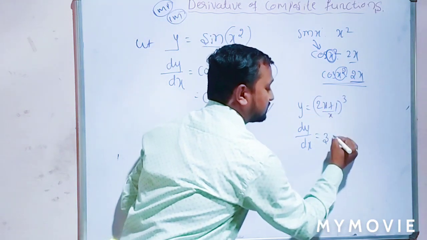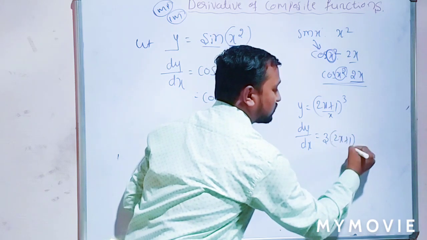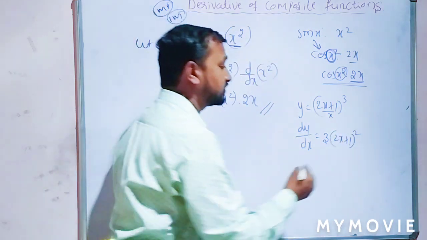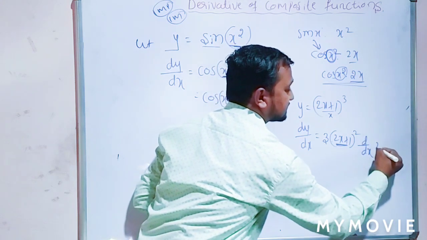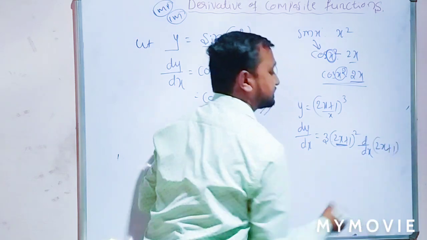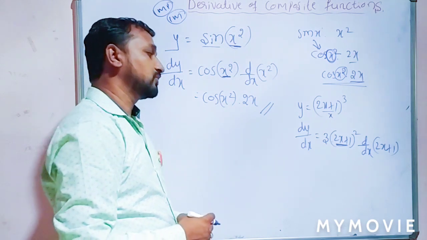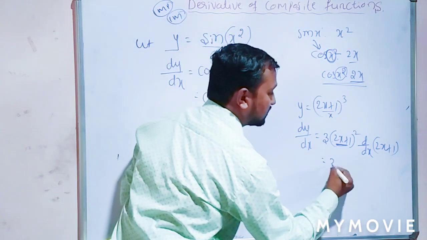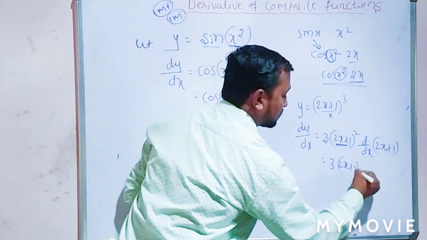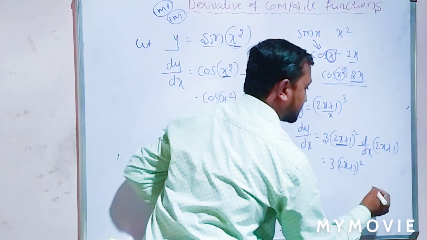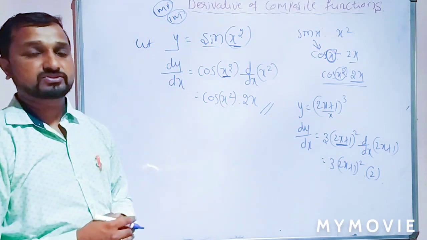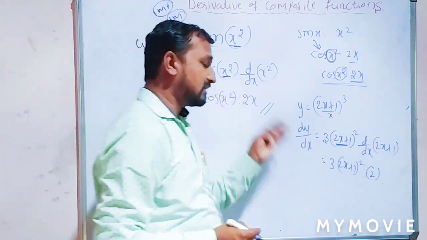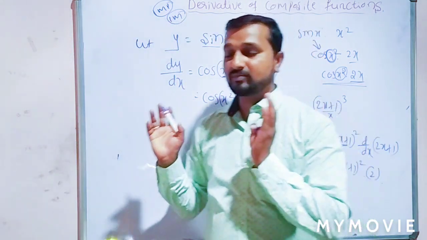What is your x? (2x plus 1) whole square. Then with respect to d by dx of 2x plus 1. So that is equal to 3 into (2x plus 1) whole square, and the derivative of 2x plus 1 is 2. So this is the derivative of a composite function, or by using the chain rule.